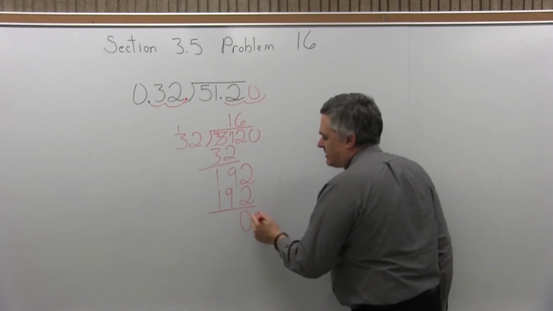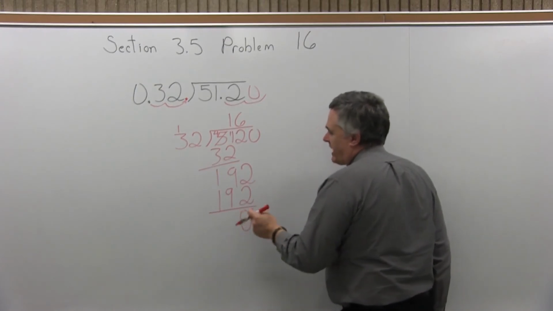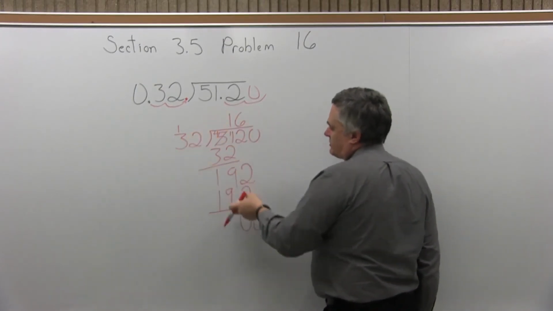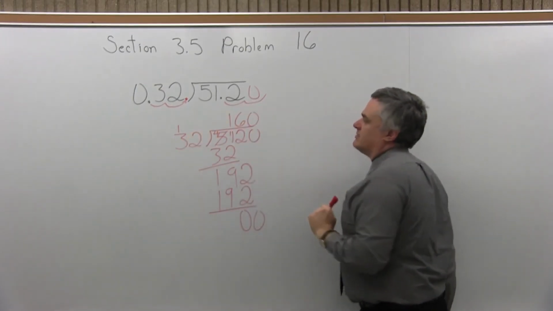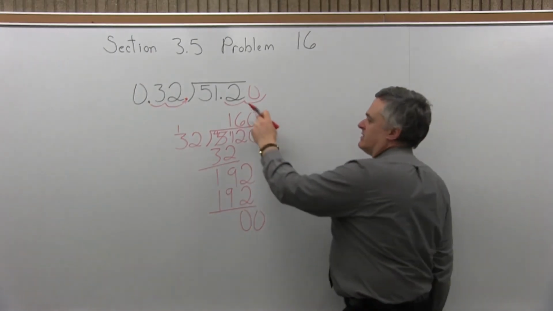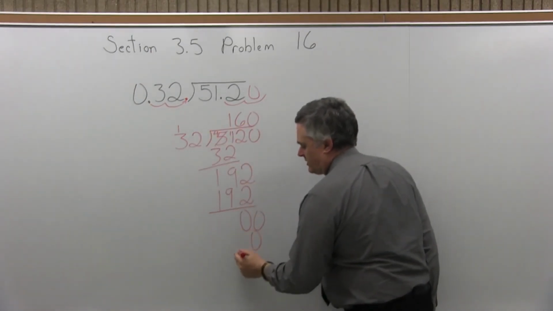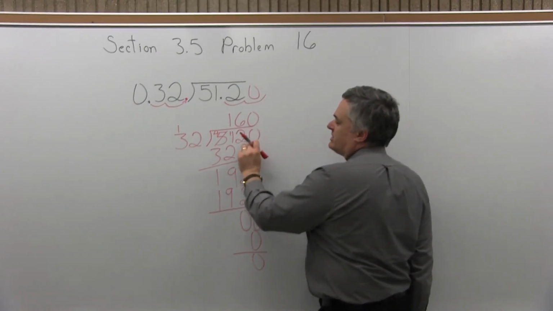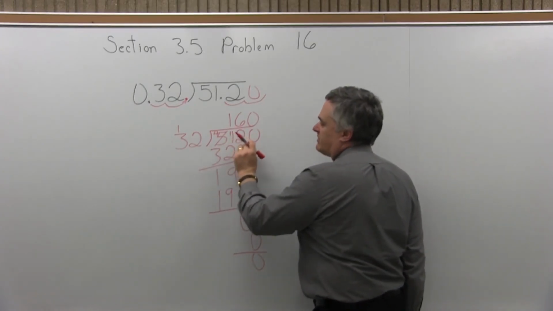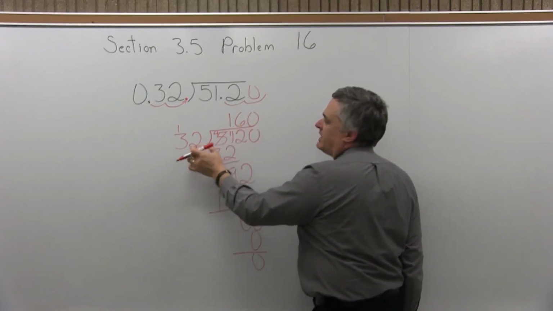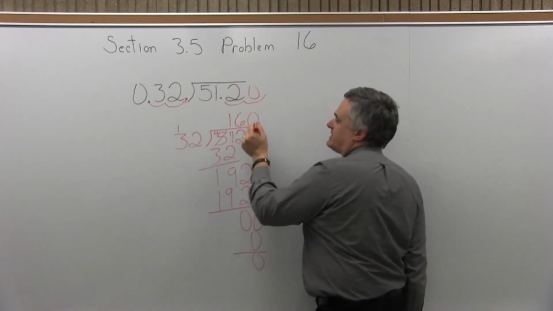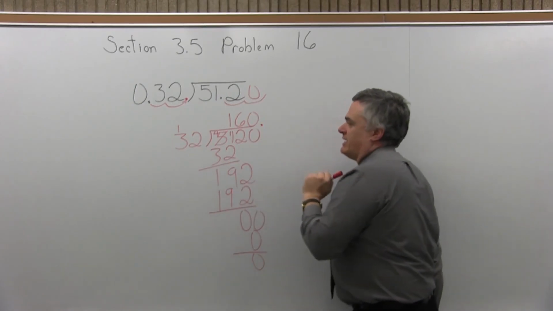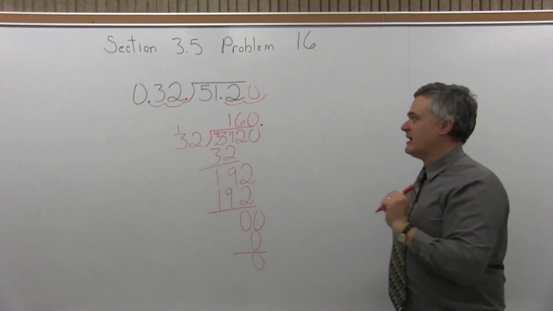So bring that 0 straight down. And we have 0. Now, some number times 32 is 0. Well, it has to be 0, of course. 0 times 32 is 0. And when we subtract, we get 0. So the answer is 160. Usually there's a decimal somewhere in the number underneath the division symbol that you bring straight up. In this case, we had to move it so many spots, it's still all the way at the end. So 160 is the final answer.